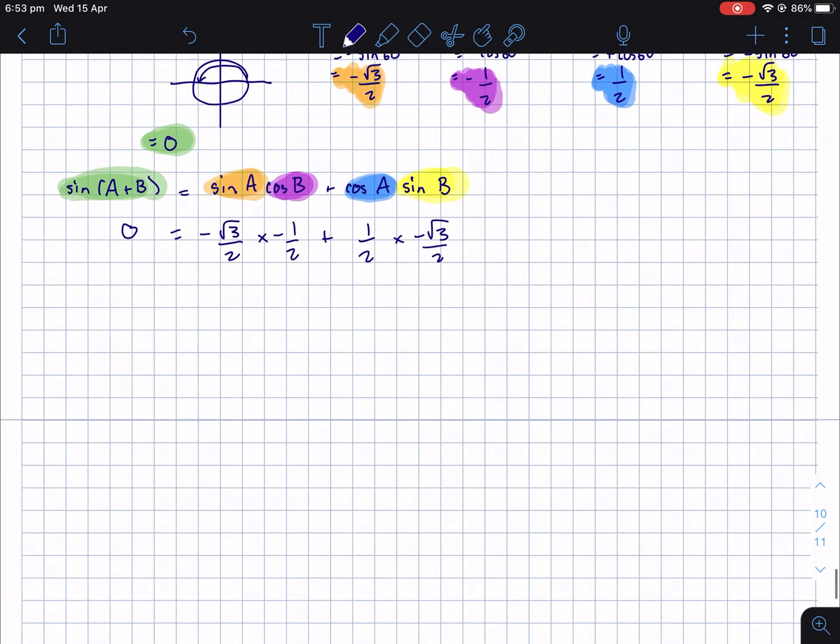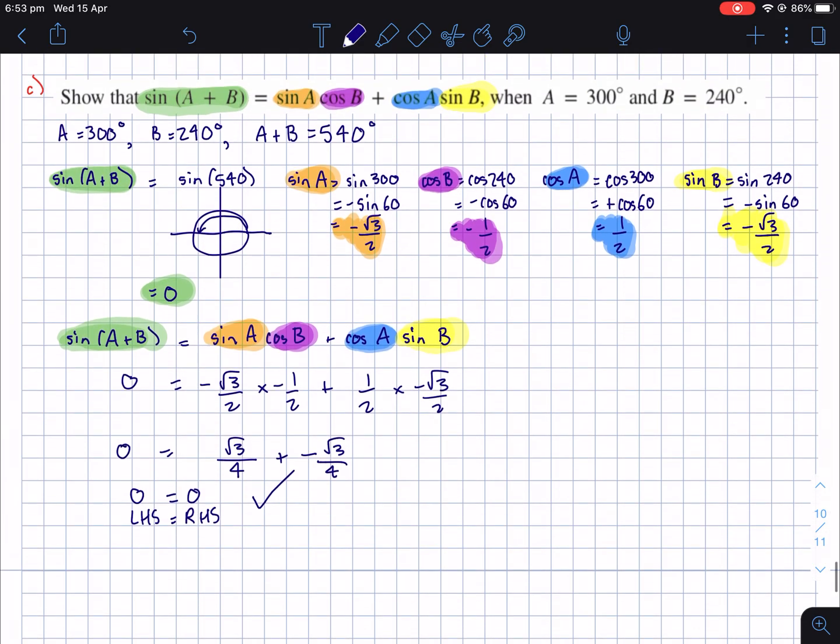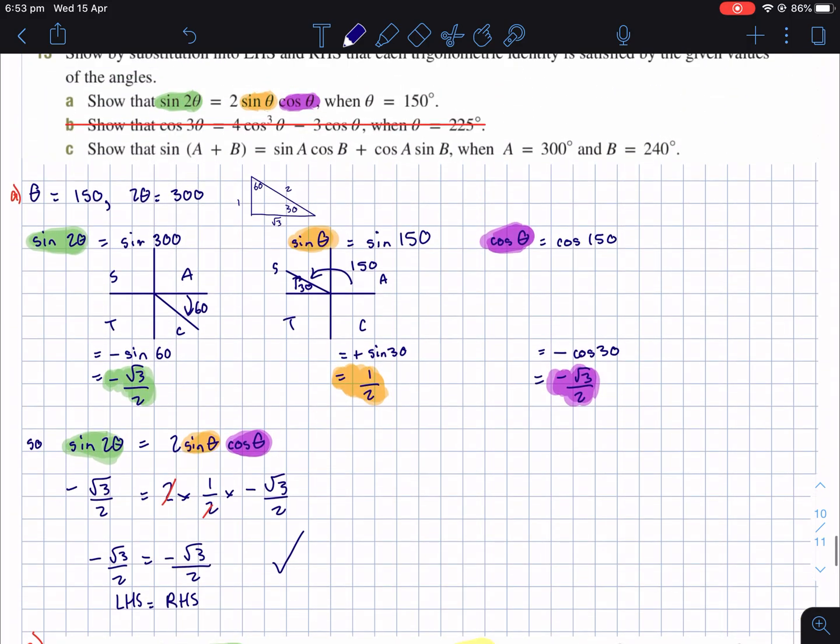Okay, we've still got 0 on the left, there's nothing to do with that. Negative root 3 on 2 times negative 1 on 2 gives me positive root 3 on 4. Plus, 1/2 times negative root 3 on 2 gives me negative root 3 on 4. So we've got 0 equals 0, so left-hand side equals right-hand side. So we're done. And that's that question. It wasn't too bad.